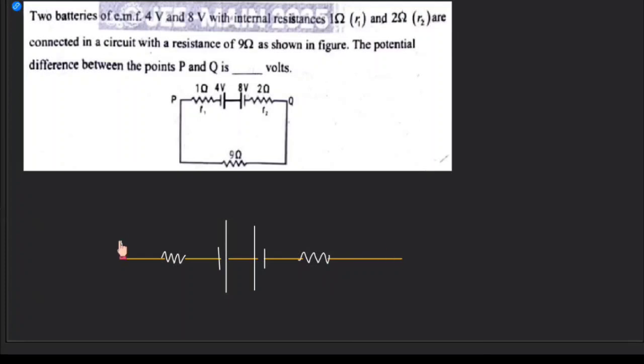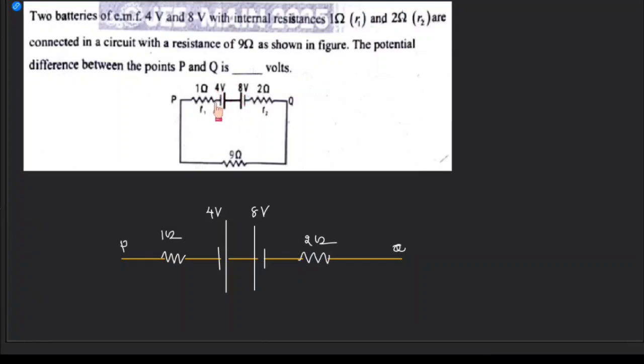So this is a point P and this is a point Q. This is a resistance of 1 ohm, this is a resistance of 2 ohm, this is a battery of 4 volt, this is a battery of 8 volt, and there is an external resistor here. Now these two batteries are connected in series, but the polarities are reversed, therefore the net voltage is 4 only.